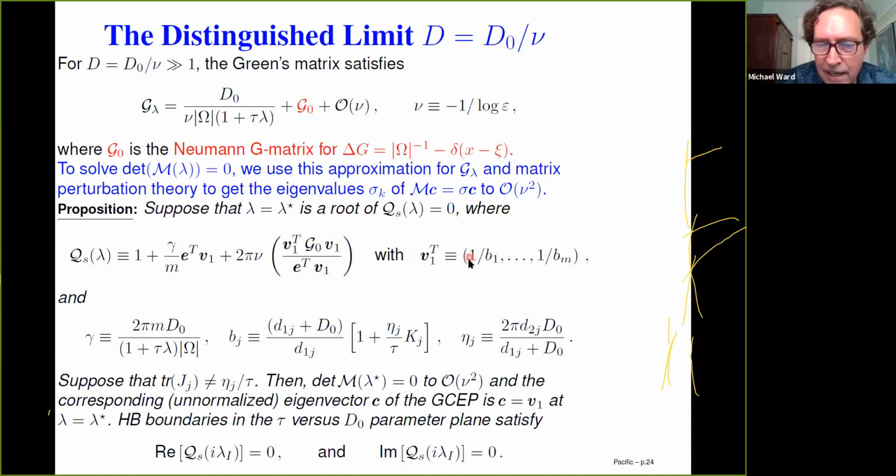The V1 here is 1 over B1, and there's the intracellular kinetics, depending on lambda. These are the permeabilities, but it's basically a scalar root finding problem of some complexity, but it's scalar after all, right? The Hopf bifurcation boundaries are obtained by setting the real part equals 0 and the imaginary part equals 0 when you set lambda equals i lambda_I, which is a really good simplification.